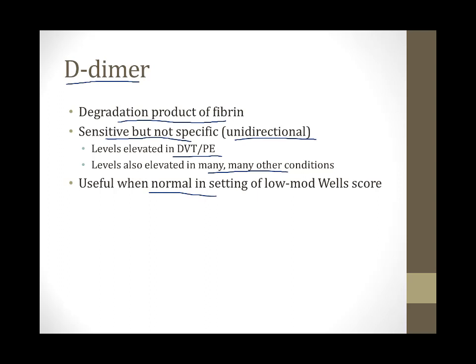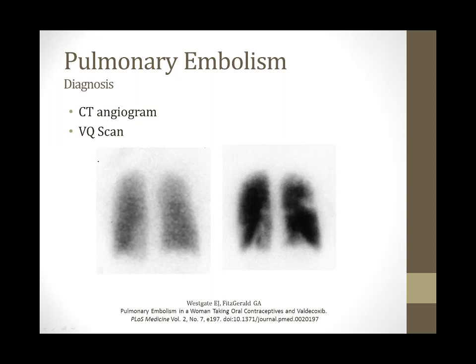For this reason, measuring the D-dimer level is often helpful in patients with a low to moderate Wells score. When you have a low to moderate Wells score coupled with a normal D-dimer level, that argues strongly against the diagnosis of DVT or PE. In the modern era, the diagnosis is usually made via a CT angiogram, like the image I showed you at the beginning of this video.